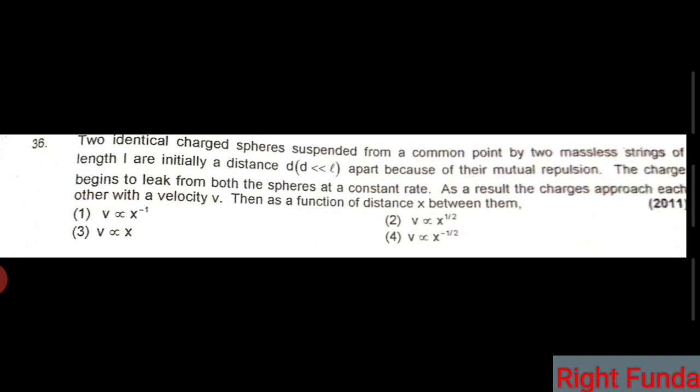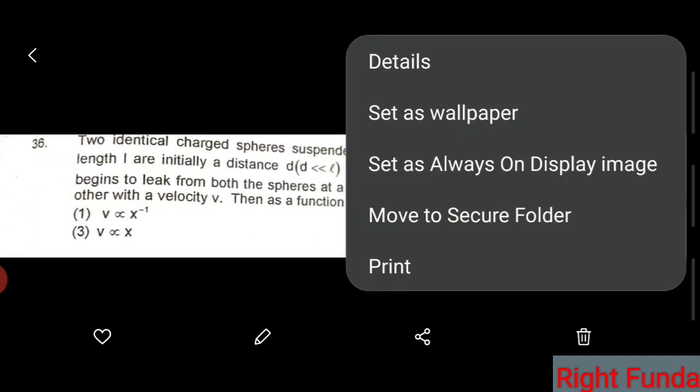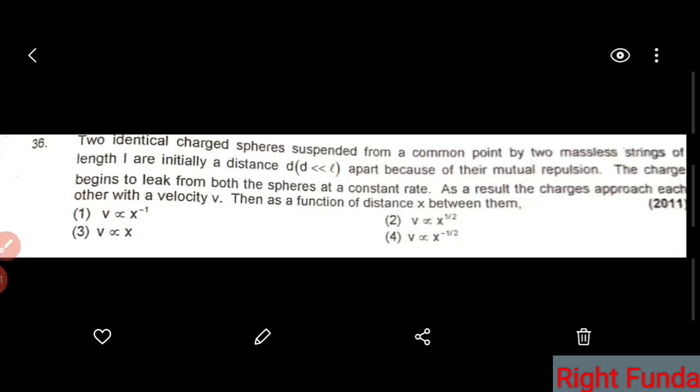The charge begins to leak from both the spheres at a constant rate. As a result, the spheres approach each other with a velocity v. Then, as a function of the distance x between them, it is asking to find out velocity as a function of x. How the velocity will depend upon x, what power of x it will depend on, it is asking about that.